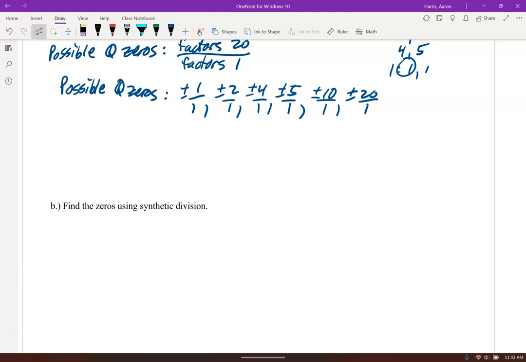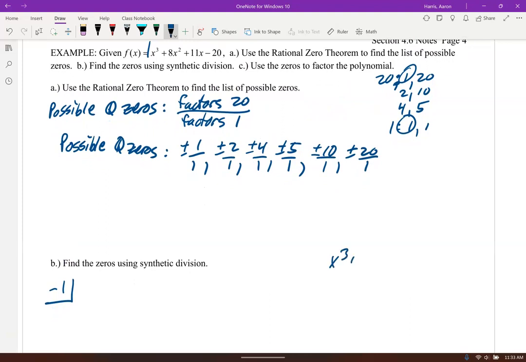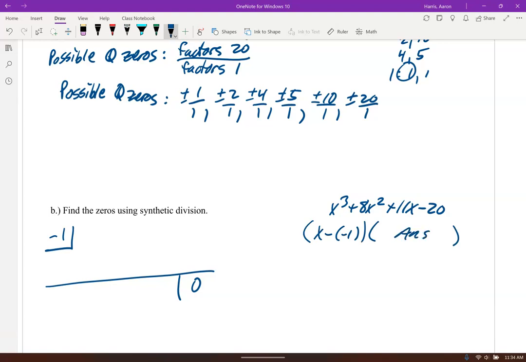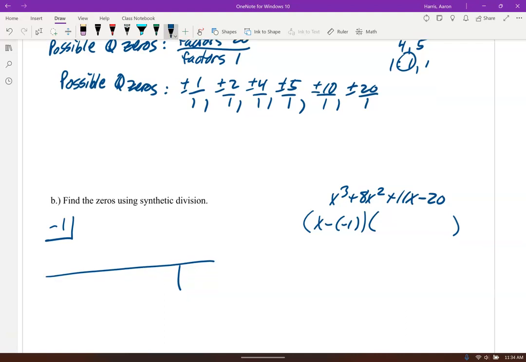So we need to test and find out which one of these is a 0. I'm going to start with negative 1 first. Is negative 1 a 0? In other words, for this function, we're trying to factor it. If negative 1 is a 0, it has to have a remainder of 0. If it does, then x minus negative 1 would be a factor, and we'd put our answer right there. Let's see if it is. Is x minus negative 1 a factor?